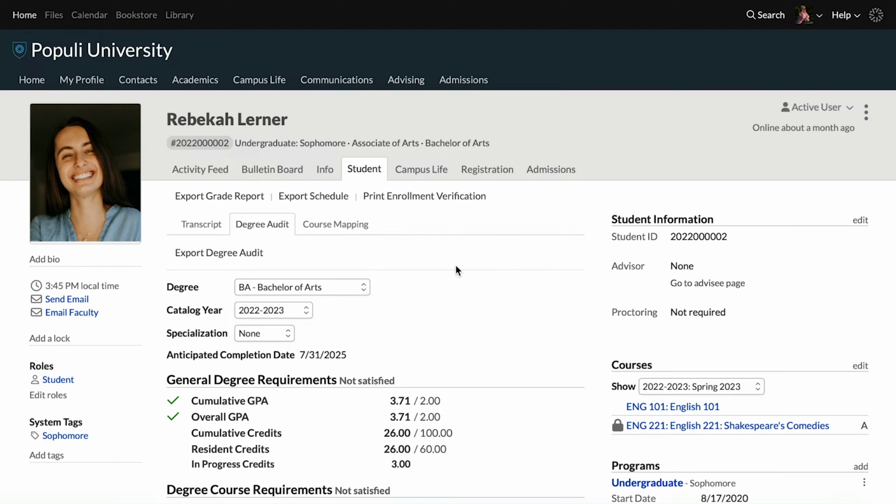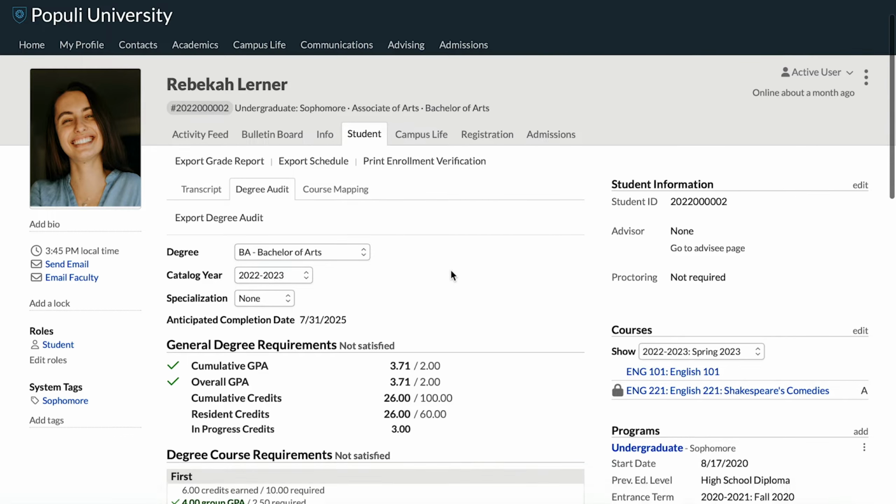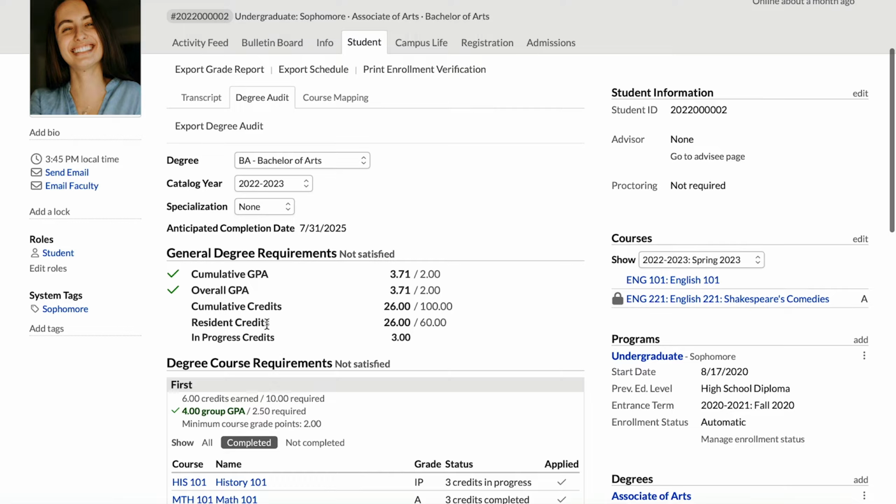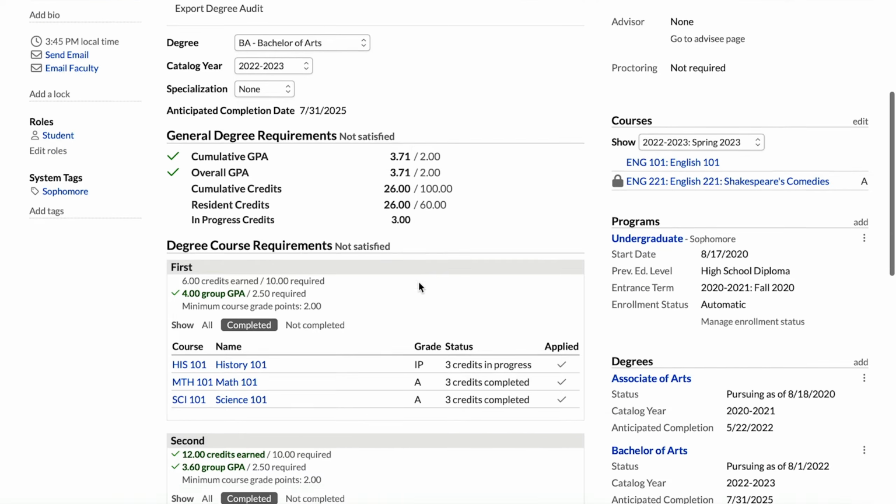The function of a degree audit for a degree in Populi is to allow the student and their various advisors and administrators to see where that student stands in relation to degree requirements. With the degree audit in place, they can easily see the number of credits that have been granted to that student, their GPA, and then the specific courses that they need to complete in order to have their degree granted. That's the goal of the degree audit.